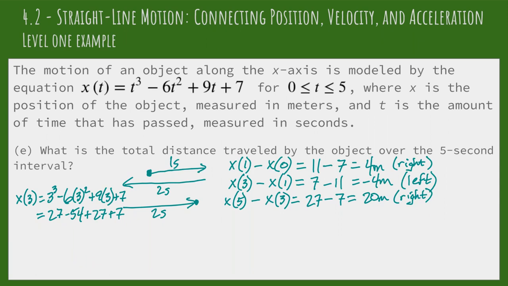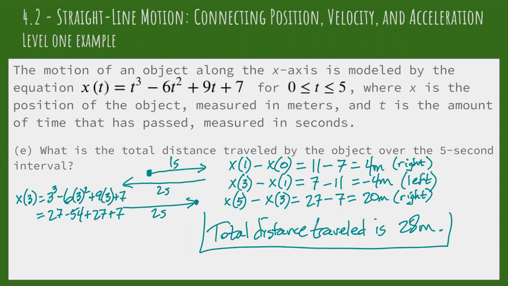So the total distance traveled is going to be the distance that it traveled during each of those segments: 4 plus 4 plus 20. So it moves a total of 28 meters. Okay, so we knew from the very first part of this problem that this object ended up 20 meters to the right of where it started, but during the course of its motion, it actually moved a total of 28 meters in both directions.